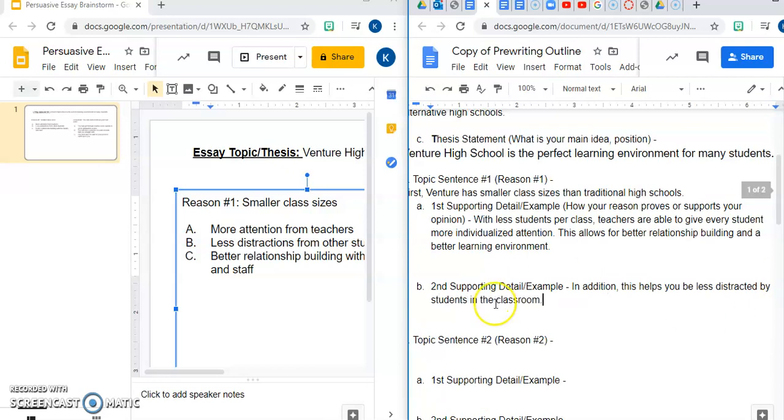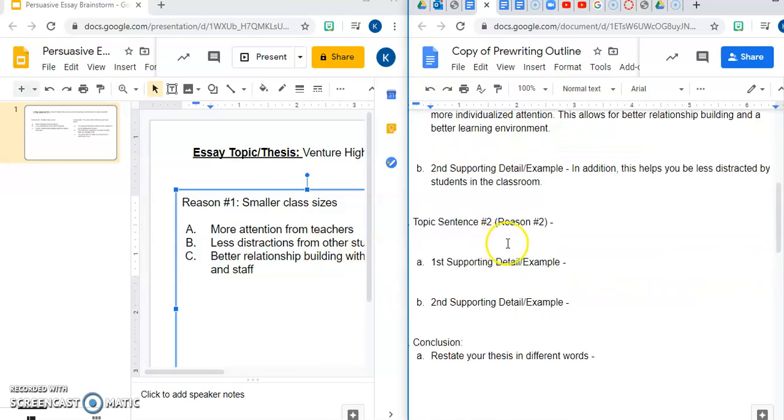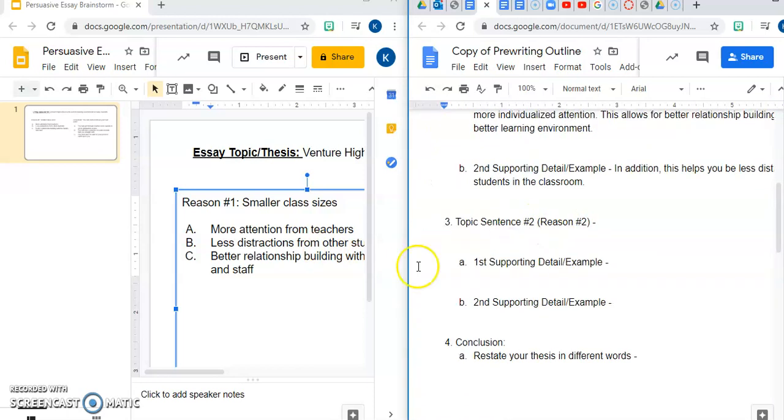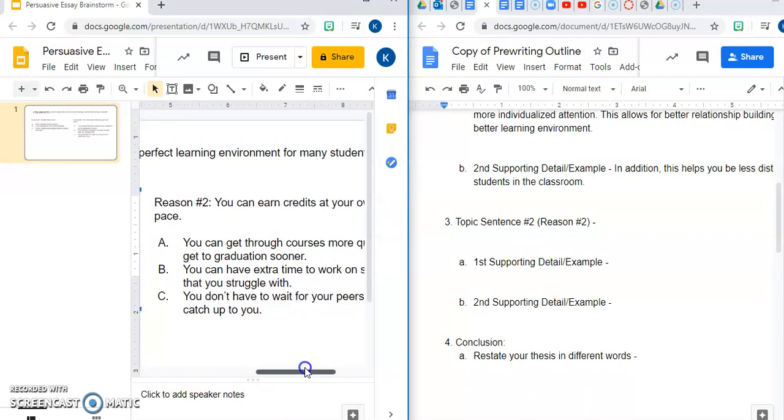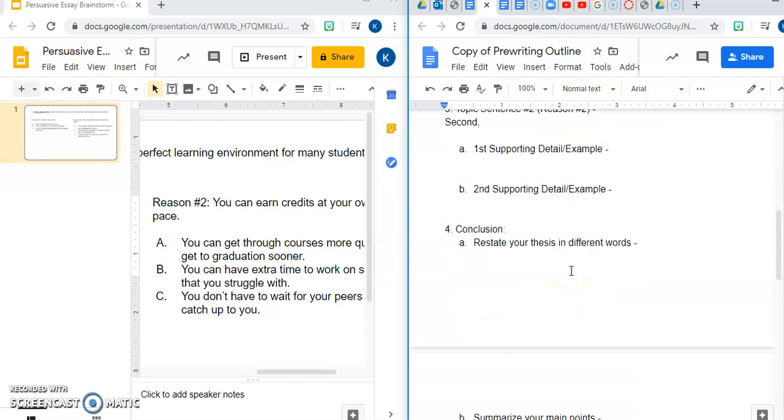Okay, look, I've taken what I had here and put it directly here. You're going to do the same thing. I'm not going to outline it all for you. You're going to do the same thing here for topic sentence number 2. So here you're going to have another transition word. So this is our second body paragraph, so that could be something like second or next or in addition. You'll start there with that. So second, and then your reason is you can earn credits at your own pace. Then you'll have your 2 supporting details, just like I detailed for you up here with the first body paragraph.